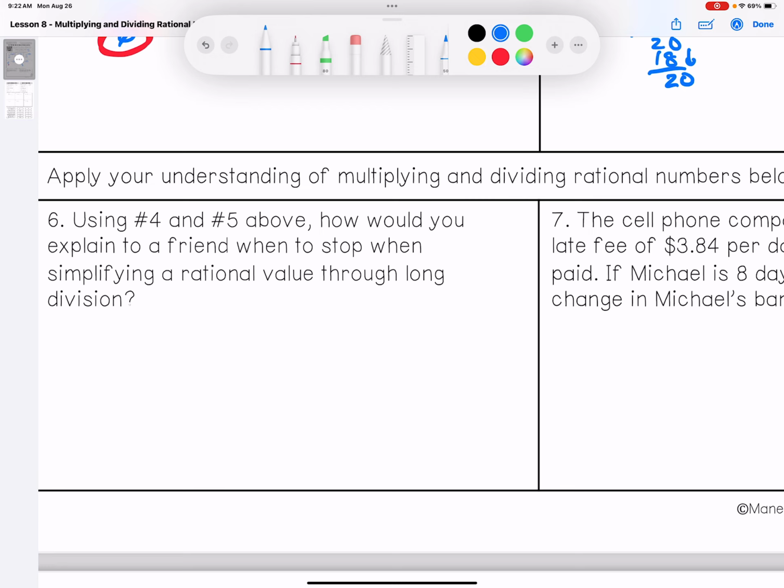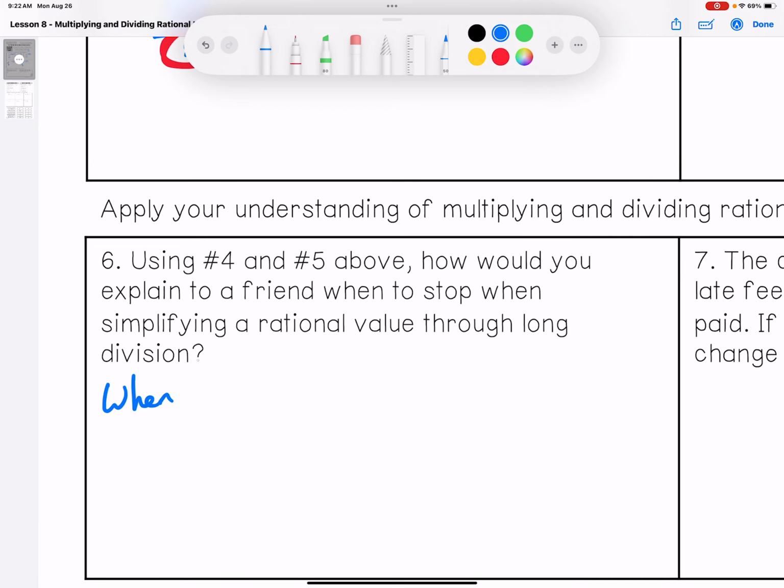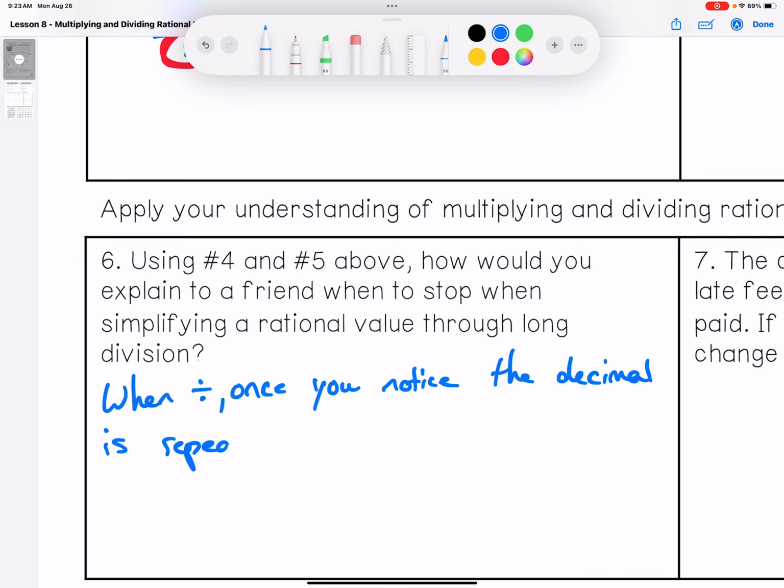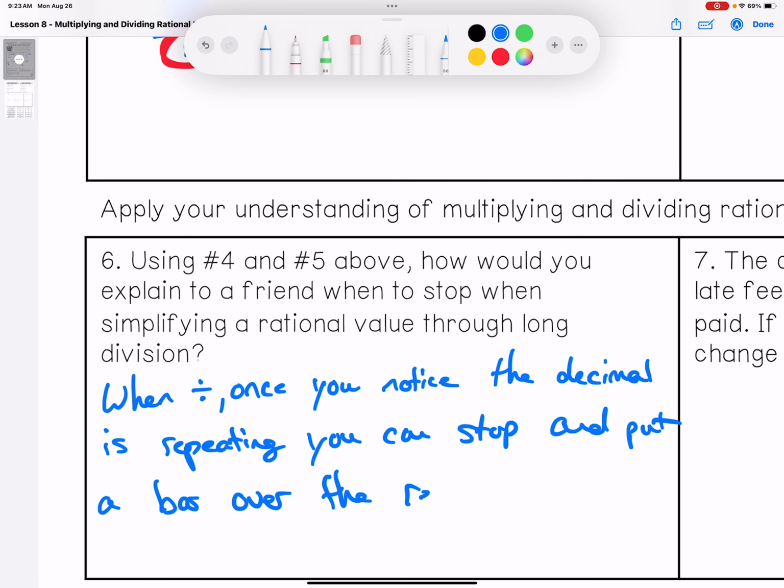Here is what I would say. When dividing, once you notice the decimal is repeating, you can stop and put a bar over the repeating values. Let's do values, not number.